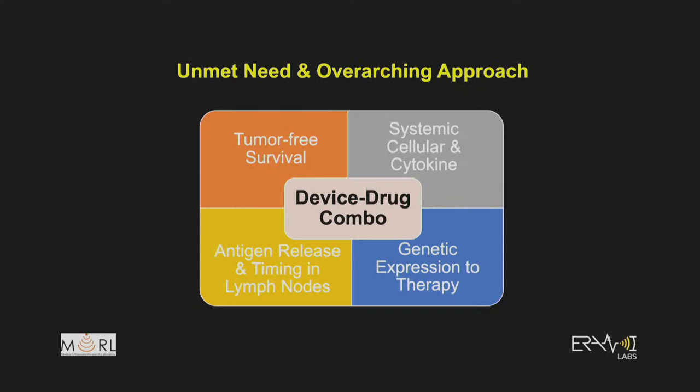The unmet need, and the reason I'm focusing on this, especially from the therapeutic ultrasound standpoint, is because that is our sweet spot, and that's what we're mostly focused on. We think that whatever we're doing can produce a systemic cytokine and cellular response, and we can show you some initial data to support that, as well as how the genetic expression evolves and changes after you treat with therapy alone. And we've also tracked antigen release and these timings to the lymph nodes. That is a very critical aspect when you're treating solid tumors, especially once they become metastatic.